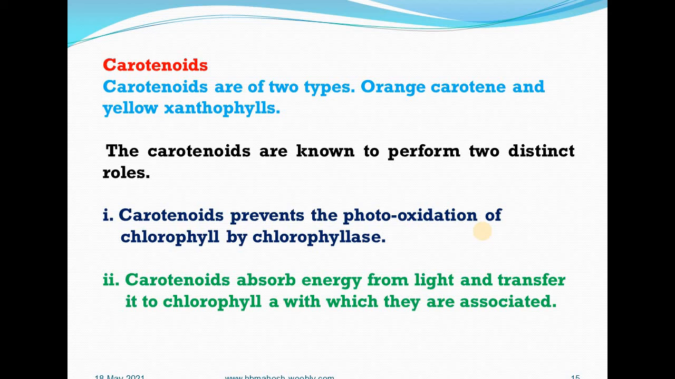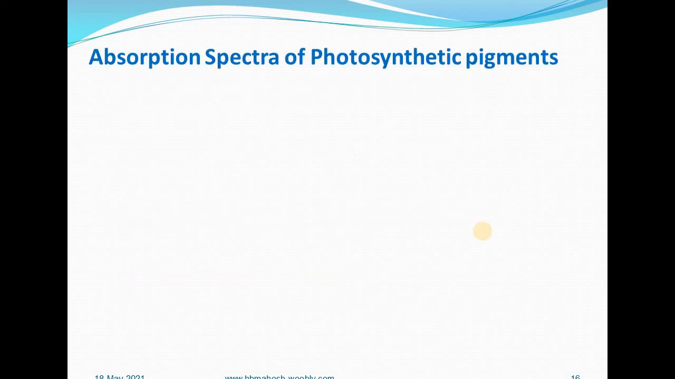Number 2, the second role of carotenoids is that they absorb light energy and transfer it to the chlorophyll A molecule with which they are associated. They are arranged one by one: chlorophyll molecule, carotenoids and so on, all arranged together. These carotenoids absorb the light energy from the photon, from the radiation, and immediately transfer the same energy to chlorophyll A. So actually chlorophyll A has the ability to convert radiant energy into chemical energy.